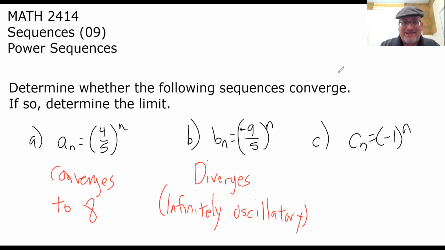So in other words, this sequence is blowing up in two directions, positive and negative. Namely, because it's alternating because of the negative, but it's blowing up because the base was too big.